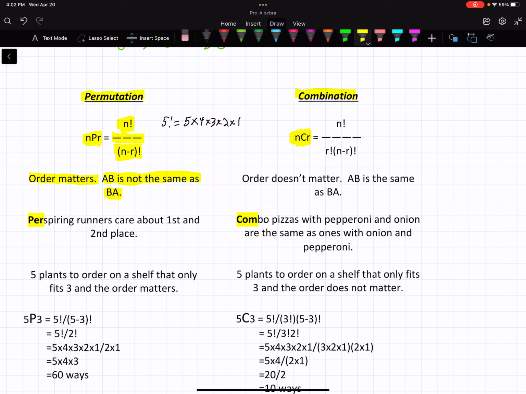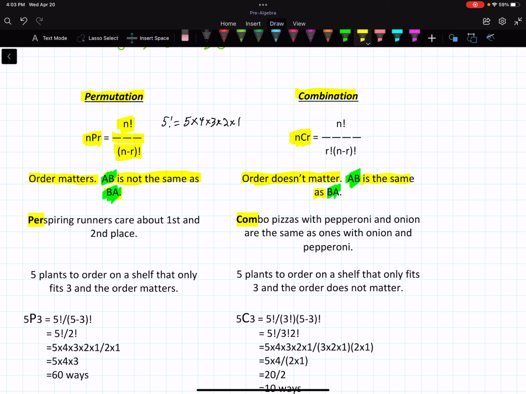Okay, now back up here to the combination. This is where the order doesn't matter. Over here, in the permutation, AB is not the same as BA. Over here in the combination, AB is the same as BA. We don't care if it's AB or BA. We're going to count that as one possible combination. Whereas on the left, with a permutation, AB is considered completely different than BA.